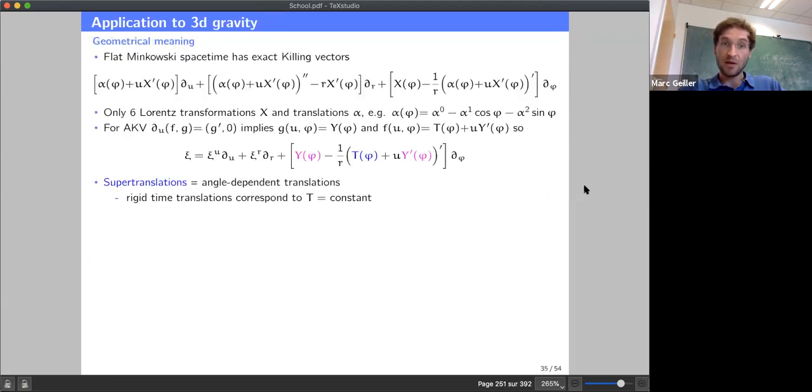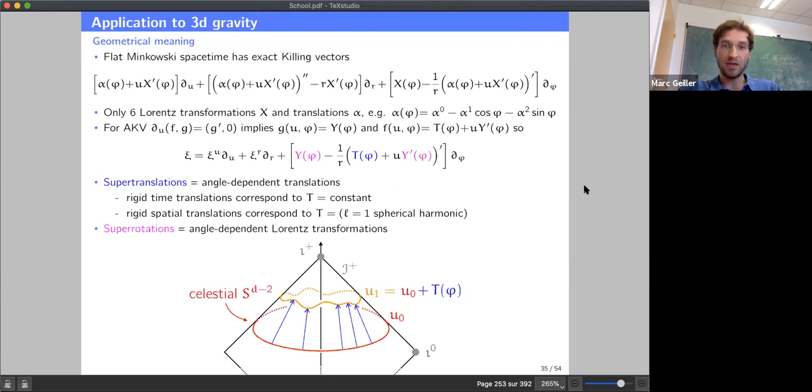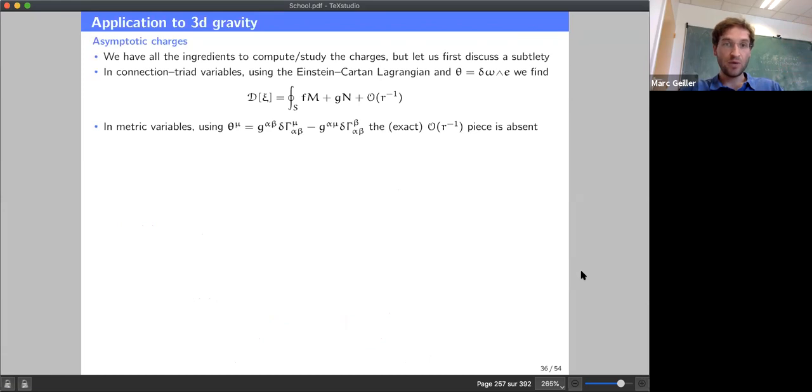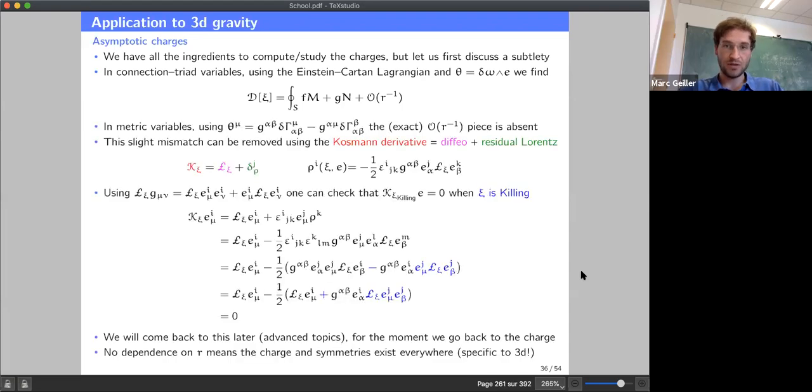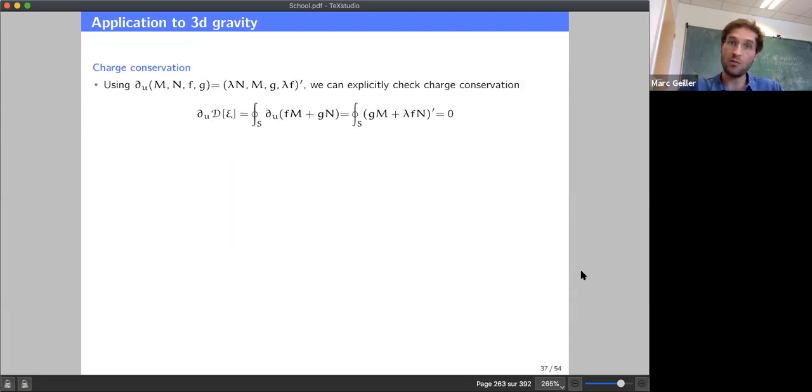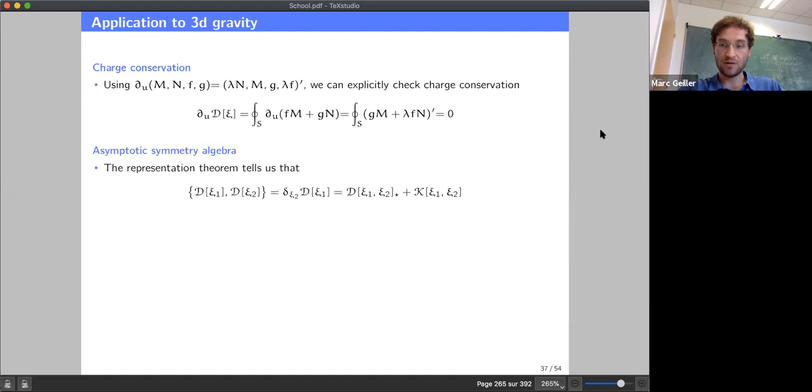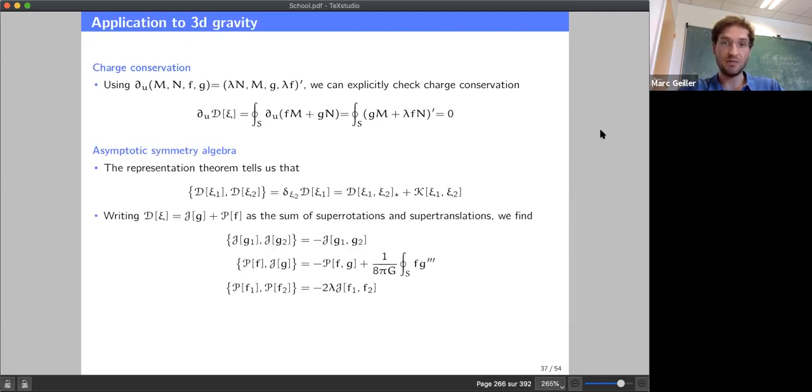We briefly mentioned the geometrical meaning of these enhanced Poincaré transformations and said that these were actually arbitrary angle dependent translations and Lorentz transformations. And this was the illustration here of the super translations. And then we computed the charges. There was a subtlety on this slide, which I skipped, and I will still skip it today because it's not important for the rest of the lecture. The important thing is that we're able to show explicitly that these charges are conserved. And then we computed what is interesting to us, namely the asymptotic symmetry algebra.